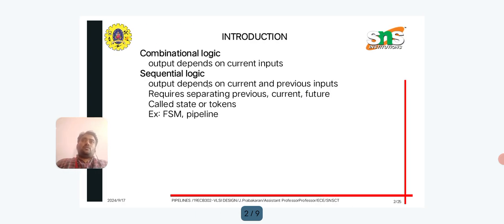Before that, we should know what is meant by combinational logic and what is meant by sequential logic. If the output of the circuit depends on the current input, the circuit is called a combinational logic circuit. If the output depends on current and previous inputs, the circuit is called a sequential logic circuit.